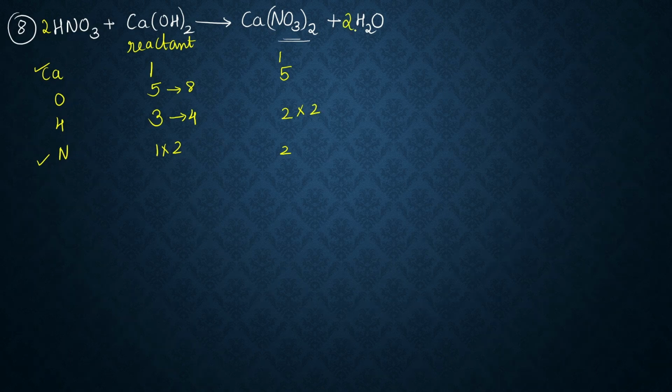So if I multiply this by 2, the number of hydrogen changes to 4, but the number of oxygen changes to 3 to 6 plus 2, 8. Okay. So now if you observe calcium, oxygen, hydrogen, nitrogen, all of them are balanced. So this is the balanced form of the particular equation.